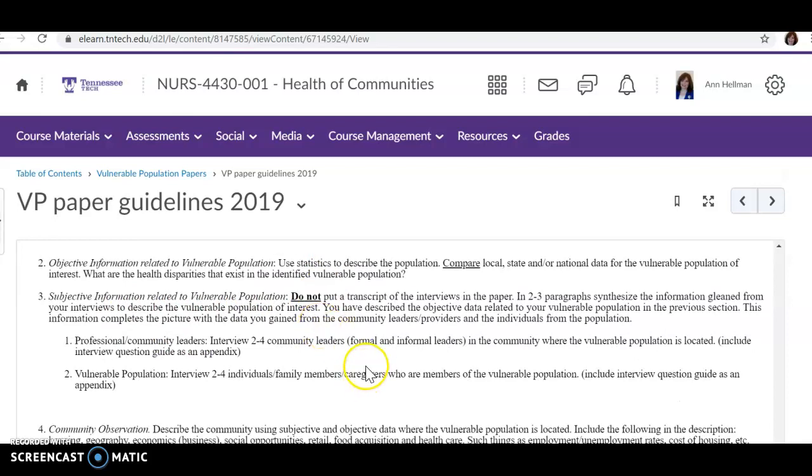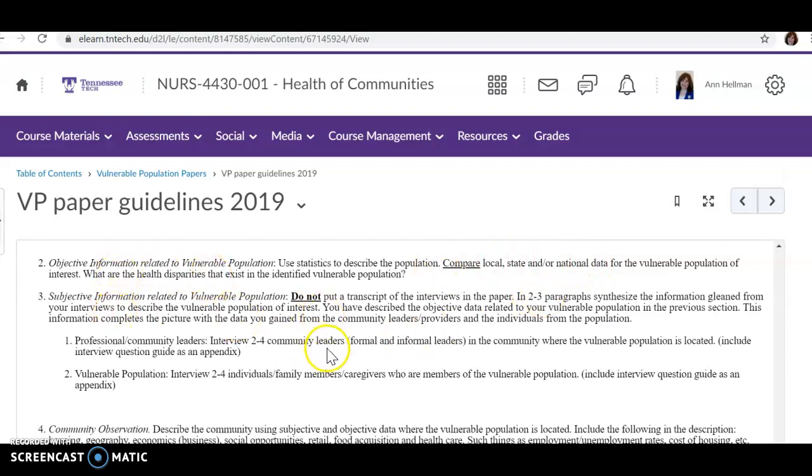Remember, objective are facts. It's not what you get by assessment. You're going to use a lot of statistics here. You're going to compare your local, state, or national data and talk about what health disparities, which you'll learn more of as we get into these first few weeks of lecture, normally exist in that vulnerable population. As I get a little further into the lecture, I will help you understand how you can present some of your statistics in this comparison format.